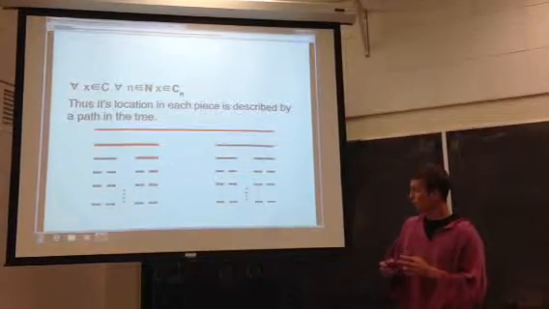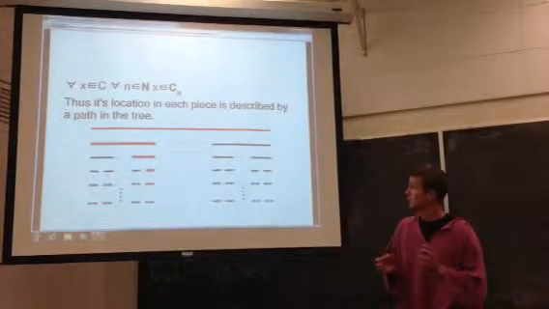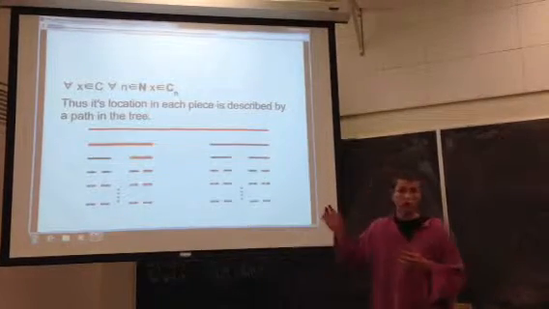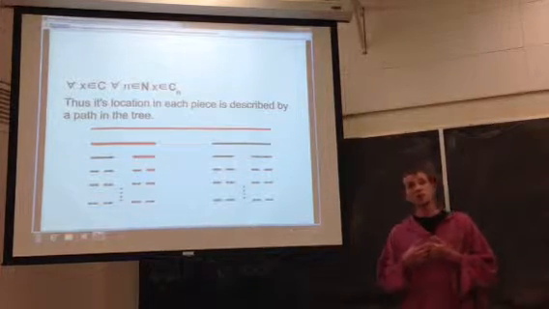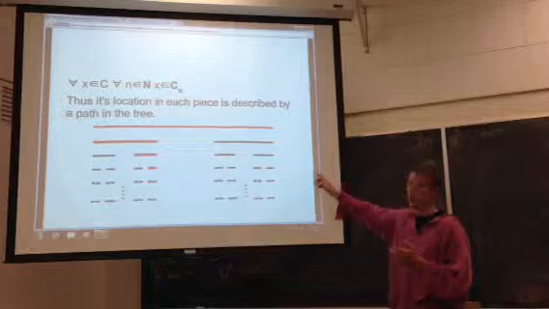So for all x in the Cantor set, and for all n, we've shown that x is in C sub n. Thus, its location in each piece is described by a path in the tree. So if you give me an element of the Cantor set, I can show you that there's a path in this tree diagram.